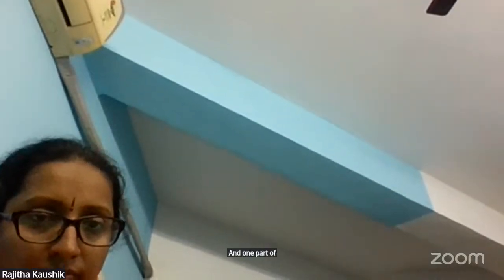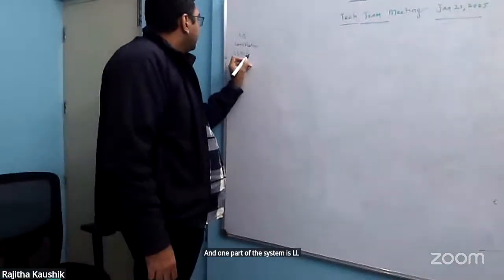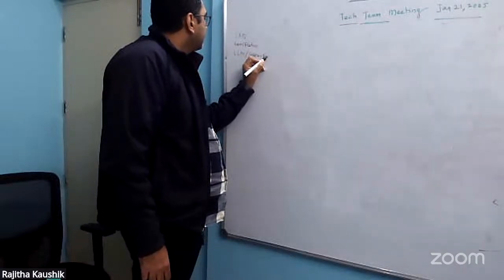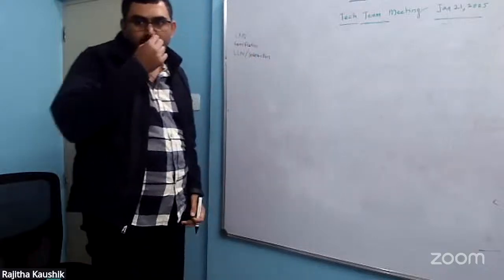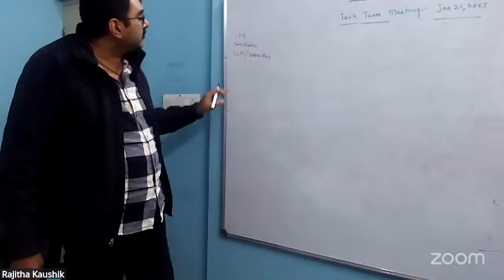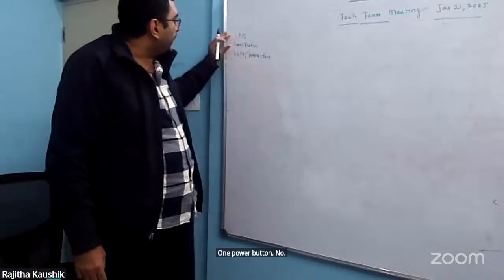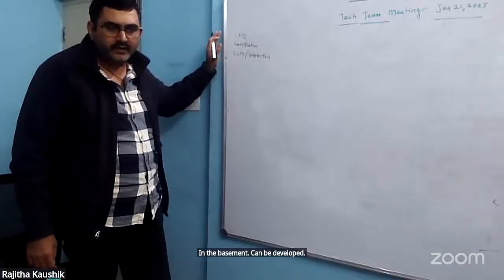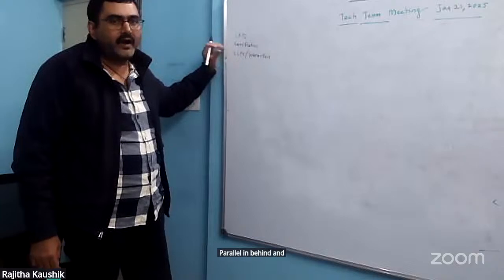Select the small arrow button, select Lenovo. One part of the system is gamification. And one part of the system is LLM interaction. These layers can be developed parallelly and independently.